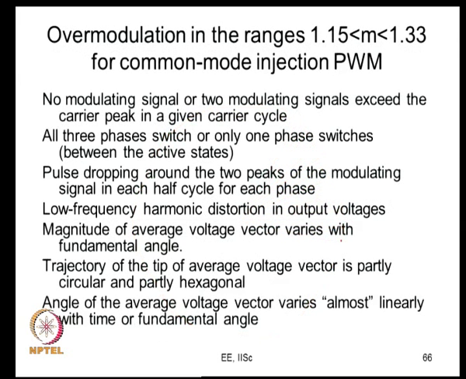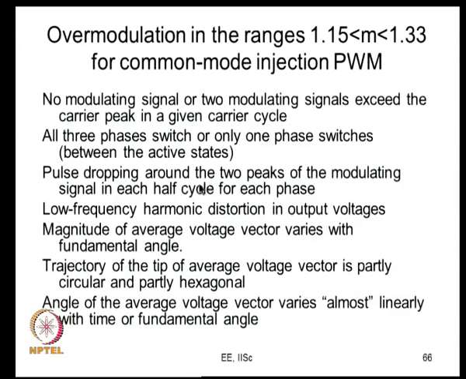Okay, let us go further. This is something we are trying to summarize: there is no modulating signal or two modulating signals exceed the carrier peak in a given carrier cycle. So, if no modulating signal exceeds, all three phases switch and you are on the circular portion of the trajectory, otherwise only one phase switches between the active state and you are on the hexagonal portion of the trajectory.